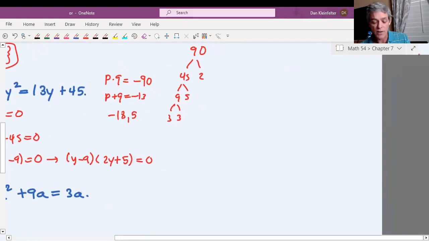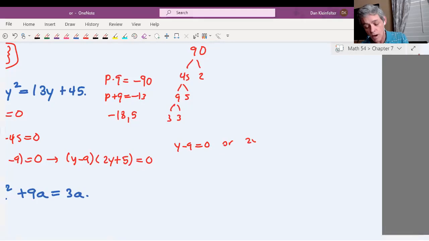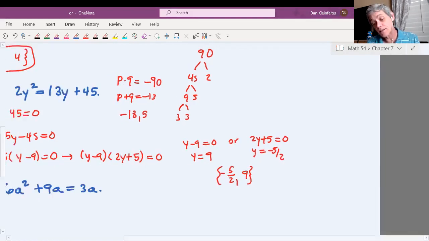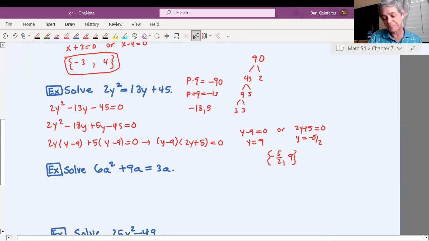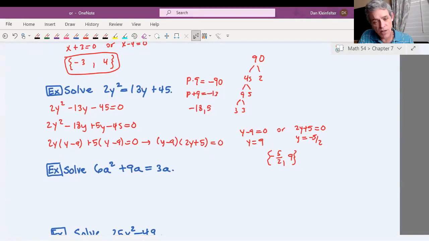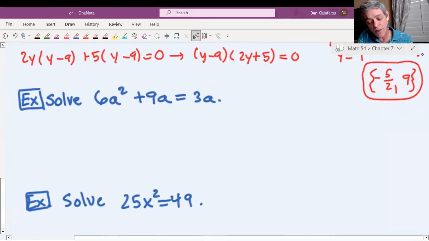Okay, so we're finally ready to solve. So we could say either y minus 9 is 0 or 2y plus 5 is 0. That means that maybe y is 9 or y is negative 5 halves. Okay, so our 2 solutions, 9 and negative 5 halves. And so this one, it took us a while to get the factoring done, but we did it. Okay. So remember that our answers here are just the 2 numbers, not the factorization of the left side of the equation. All right, here is one for you to try.